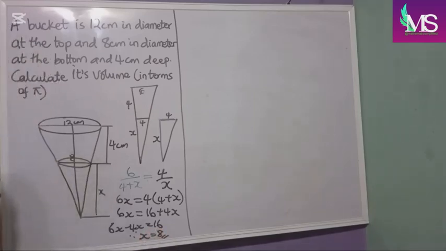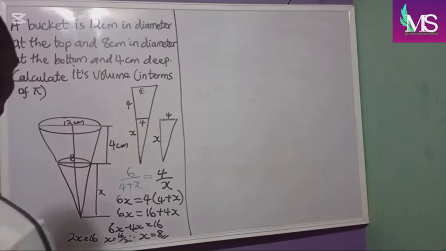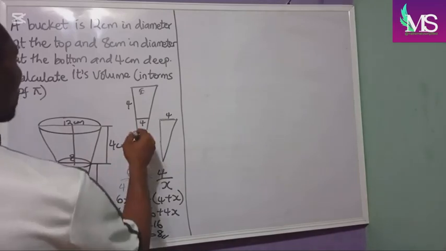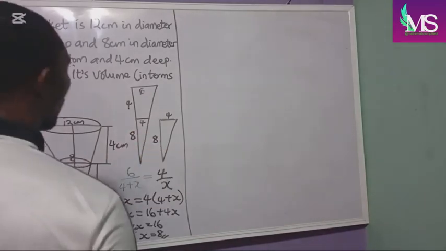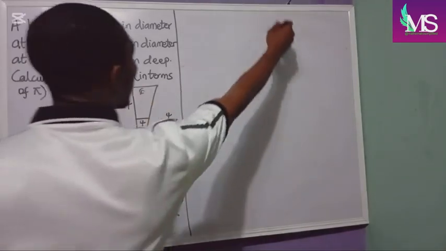How did we get 8? 6 minus 4 will give us 2x. 2x equals 16. x equals 16 over 2. That's how we got 8, and that's how our x will be equal to 8. Now, if x is equal to 8, we can replace it here that our x is 8. Now, knowing that our x is 8, we are now going to calculate the volume of the big cone.